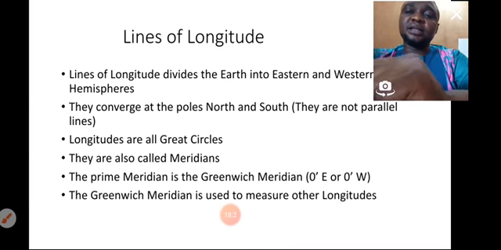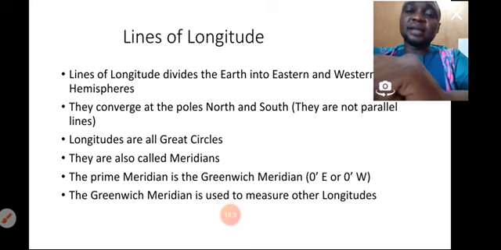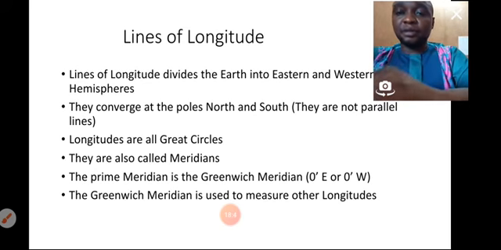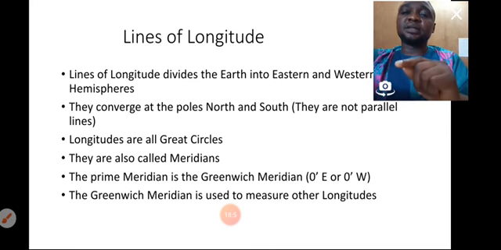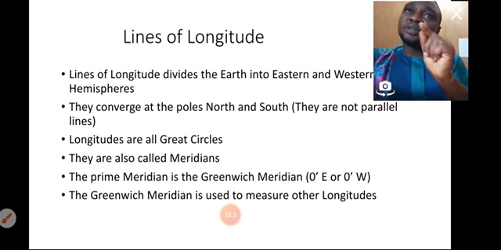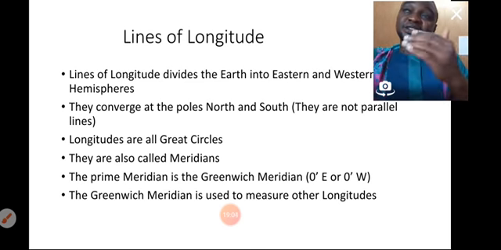The prime meridian is the Greenwich meridian. This is on longitude 0 degrees east and 0 degrees west. There's something I did not talk about in the latitudes, but from here I'm going to raise that point now. I said that the prime meridian is the Greenwich meridian, and that is 0 degrees east or 0 degrees west. Some books use east, some books use west. But what matters is the 0 degrees.